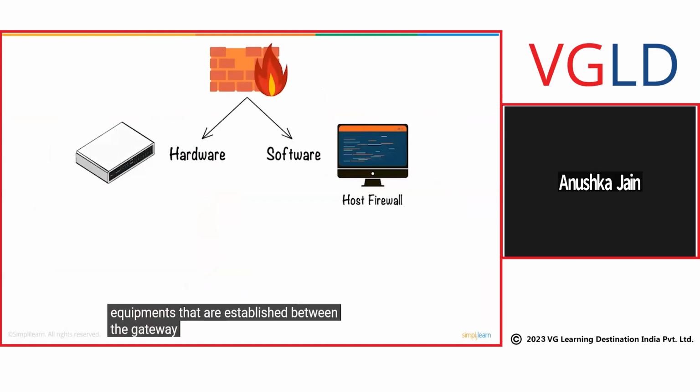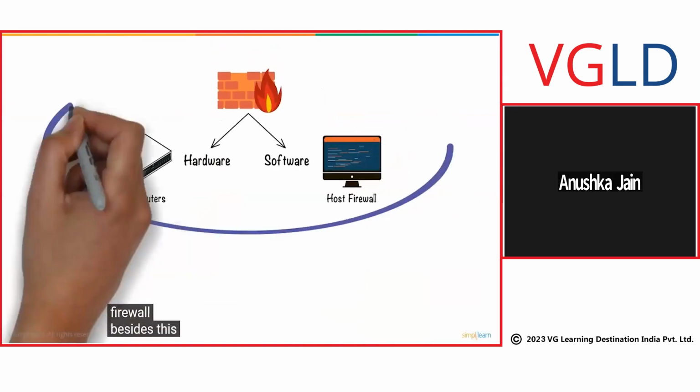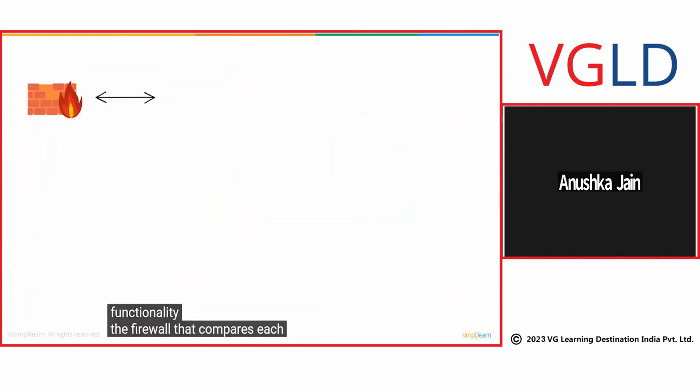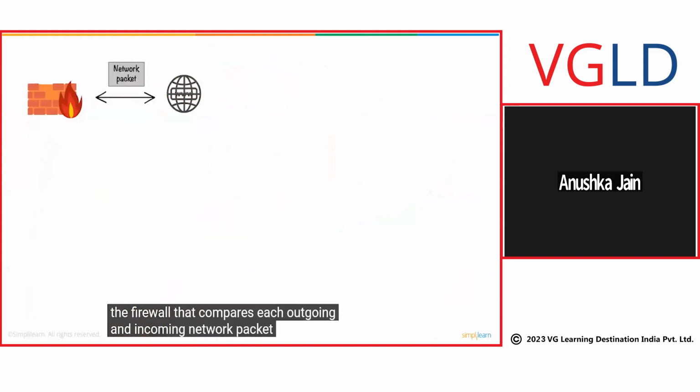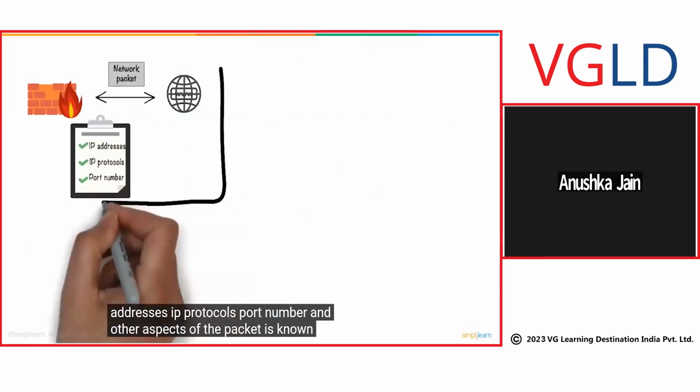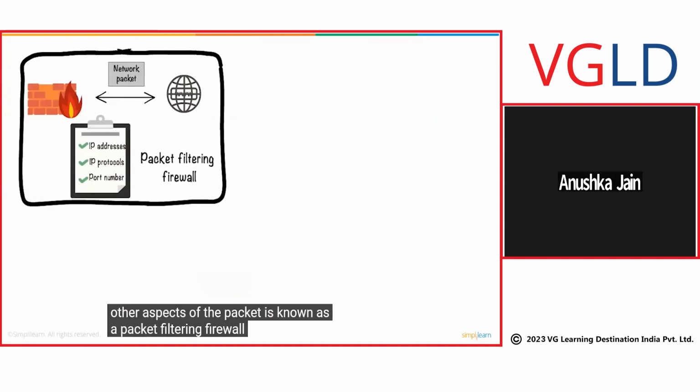Meanwhile, hardware firewalls are equipment established between the gateway and your network. Linksys routers are a good example of a hardware firewall. Besides this, there are other types of firewalls designed based on their traffic filtering methods, structure, and functionality. The firewall that compares each outgoing and incoming network packet to a set of established rules, such as the allowed IP addresses, IP protocols, port number, and other aspects of the packet, is known as a packet filtering firewall.